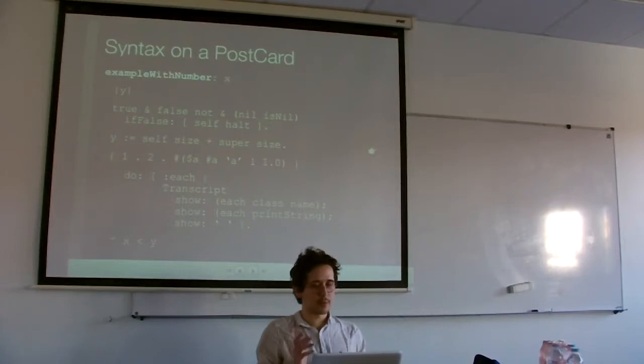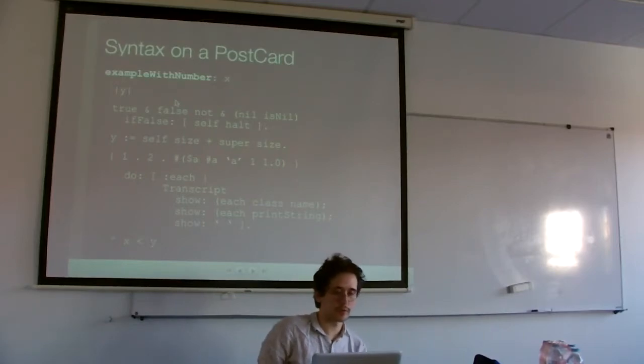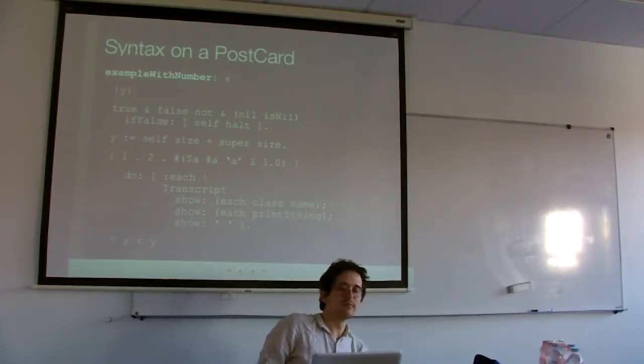Okay, so that's the postcard. Here you have every syntax element of Smalltalk. That's the method header with the selector and an argument. That's a temporary, so you must declare temporaries between pipes. That's true, that's an immediate object, false. That's binary messages, unary messages, we will see the difference just after.